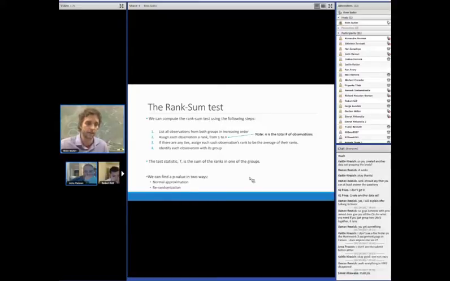The test statistic T is the sum of the ranks in one of the groups. We can find a p-value in one of two ways: we can use the normal approximation, or we can do the re-randomization. The re-randomization is the idea you're very familiar with, the permutation test. If you remember, we did a permutation test before on the difference of means. We scrambled the labels, looked at the difference of means, recorded it, scrambled the labels again, and looked at the difference of means.